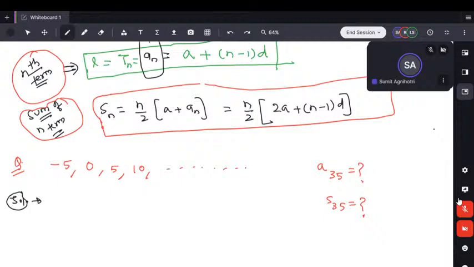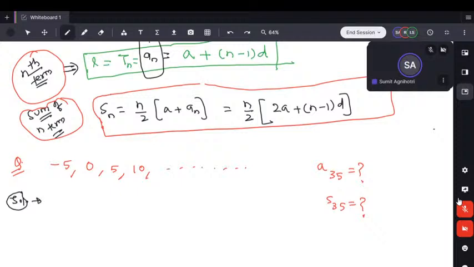Rian, you let me know first. Yes, sir. First, you tell me what is your 35th term. Sir, I got 165. Okay, you see, I'm presenting the solution. You verify that. The first term over here is minus 5, and in order to find the common difference, you can subtract the second term from the previous one. That is 0 minus minus 5, that is 0 plus 5, that is 5.